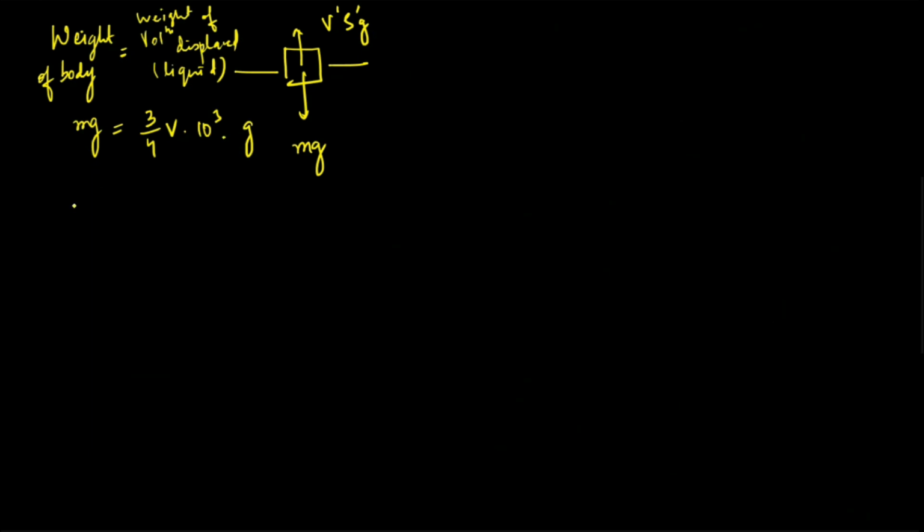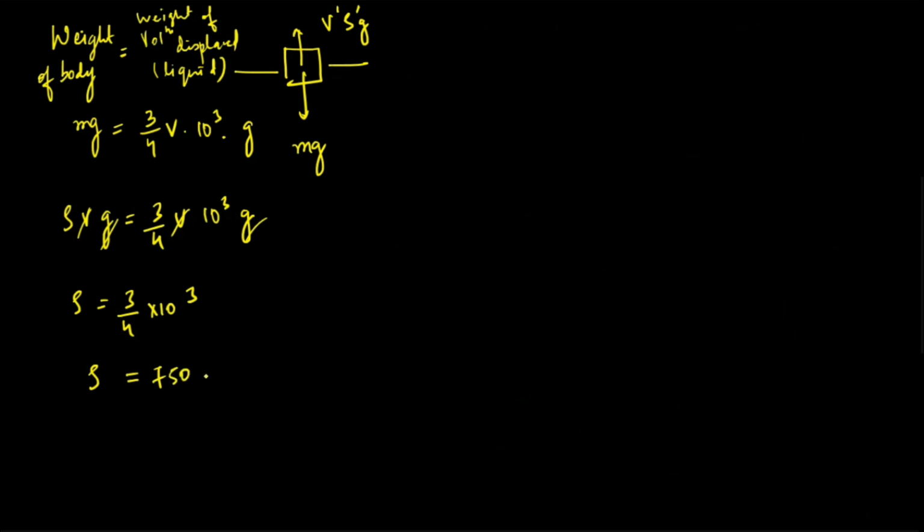Mass can be written as density times volume. Density times volume into g equals 3 by 4 V 10 to the power 3 g. Now this is what we have to find, the density of the object. V will cancel out V, g will cancel out g. So density is going to be 3 by 4th of 10 to the power 3, so the density of the object is going to be 750 kilogram per meter cube.